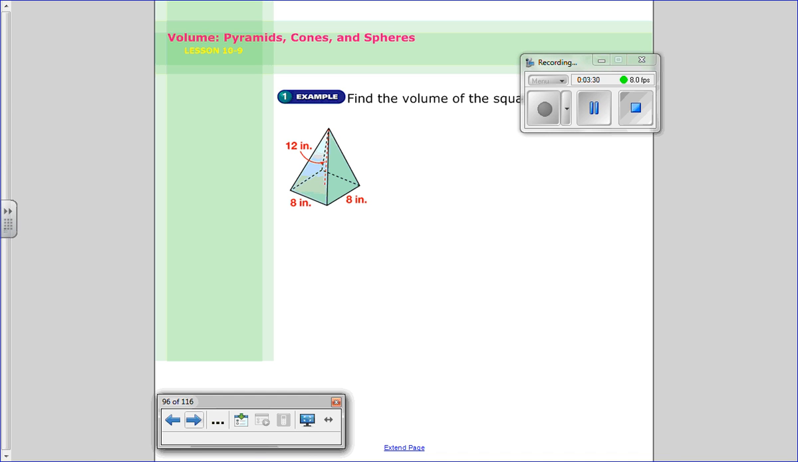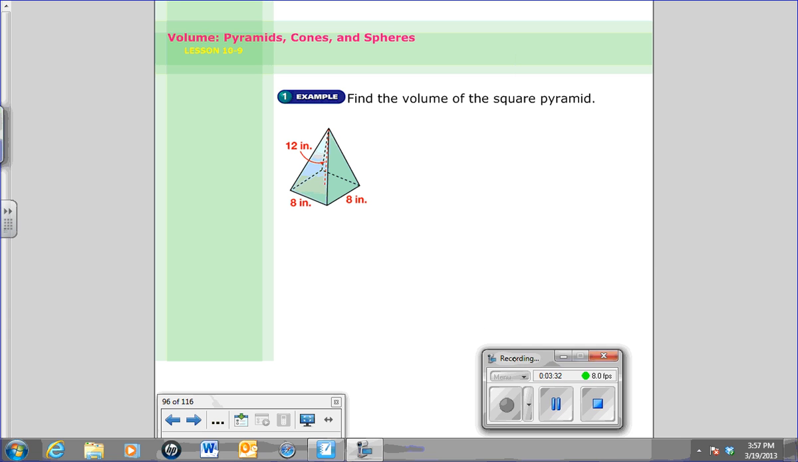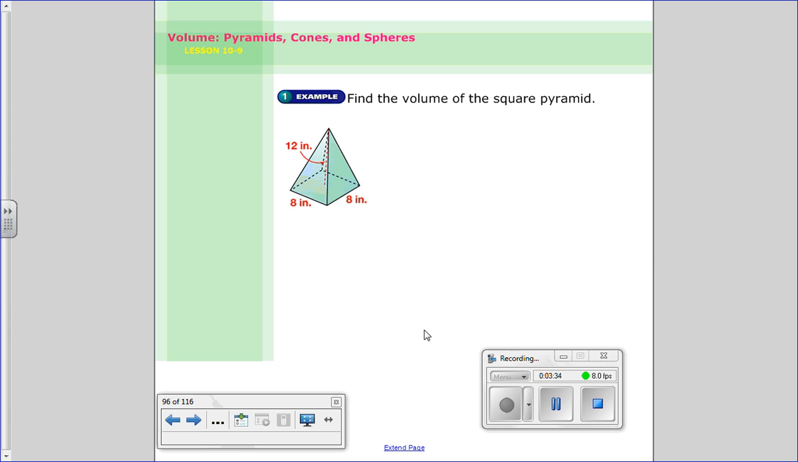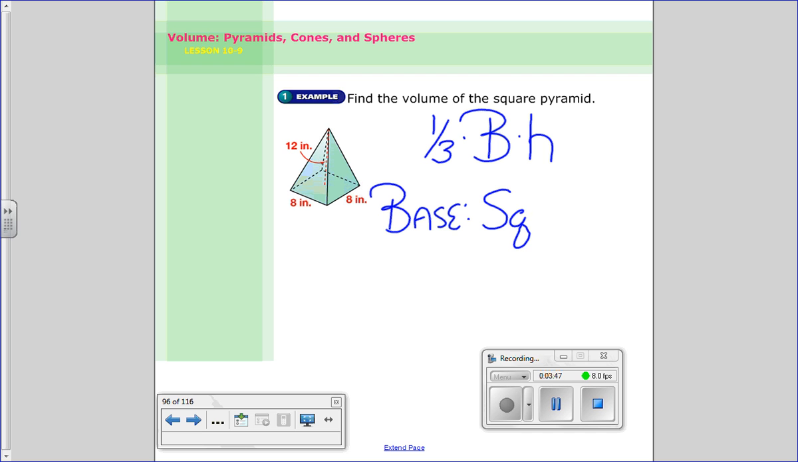So now we have this one. And this time it's a square pyramid. It says find the volume of it. So again, you use that same formula: 1/3 times the area of the base times the height. So my base here is a square, and the way you find the area of a square is take the length times the width. So 8 inches times 8 inches, and I get 64 inches squared.